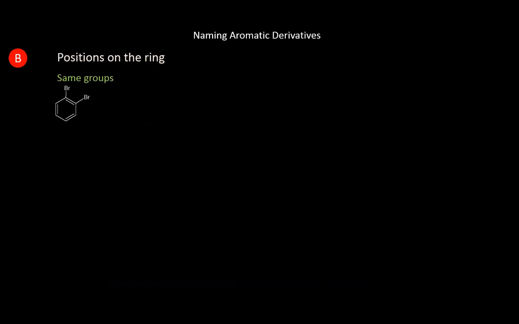Now part B, positions on the ring. If there are two groups, we can indicate their positions in an interesting way. First, consider R that represents any atom or group. Look at these three positions. They're all relative to R.